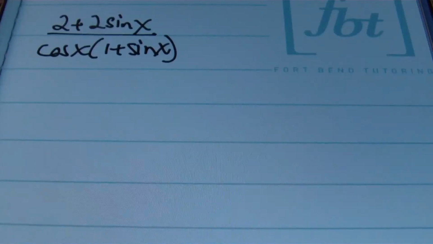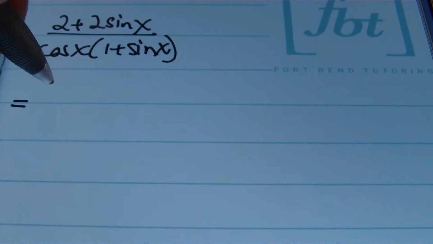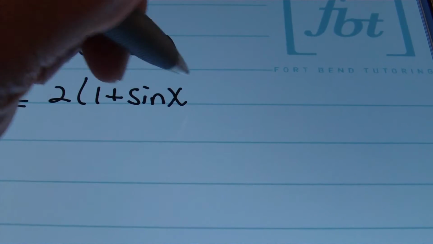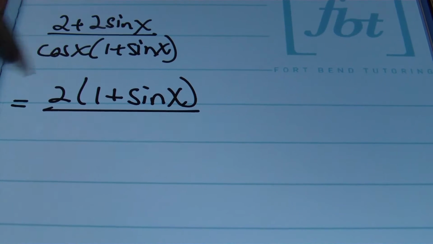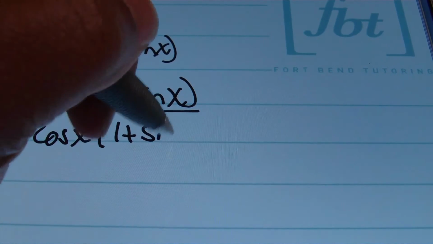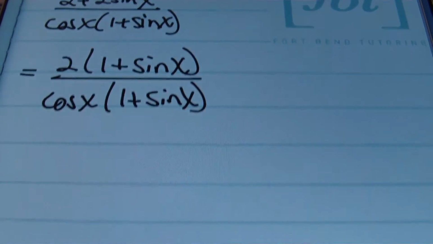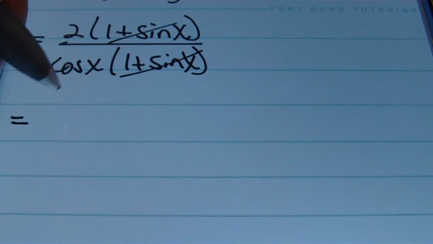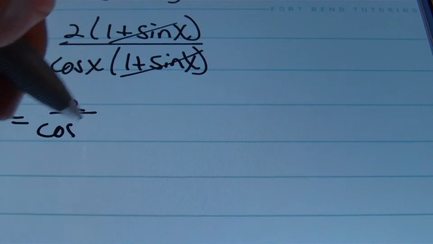Next thing that I'll do is factor out a 2 in the numerator. Factoring out 2, I have 2 times 1 plus sine x, all of which is over cosine x times 1 plus sine x. Now you should see that we have the identical factor over itself. Let's cancel this out. My 1 plus sine x's will cancel out. That simplifies this to 2 divided by cosine x.